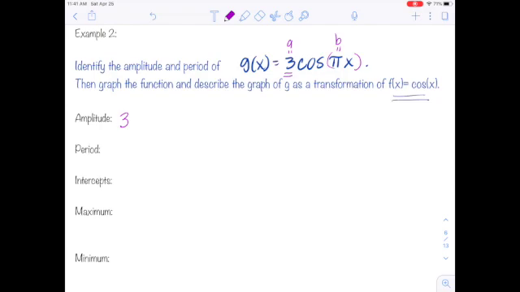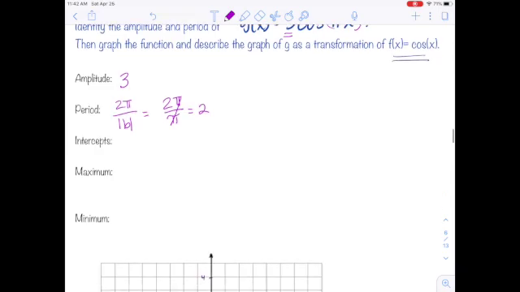Our period gets changed because of that b value. So you have a little formula of 2 pi divided by the absolute value of b. So 2 pi divided by that pi, because of that pi, you're actually compressing the graph from 2 pi down to 2. All right, we'll deal with our x-intercepts and our max and min after we get our graph.